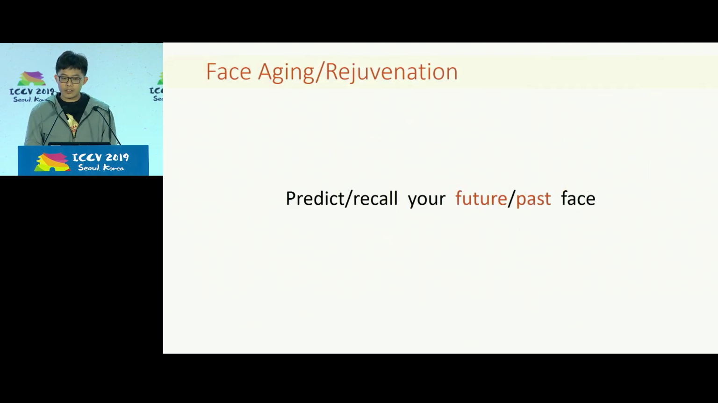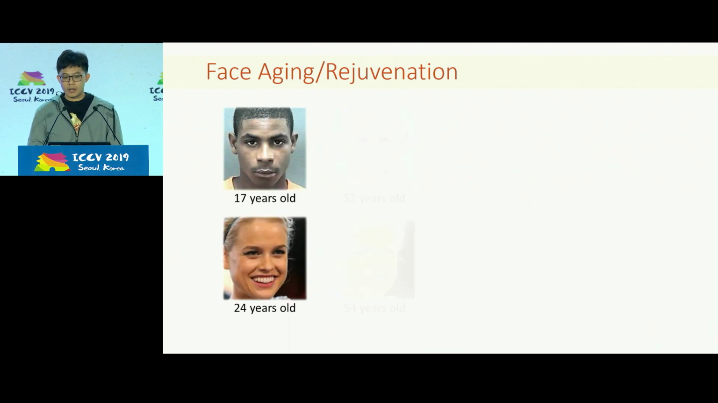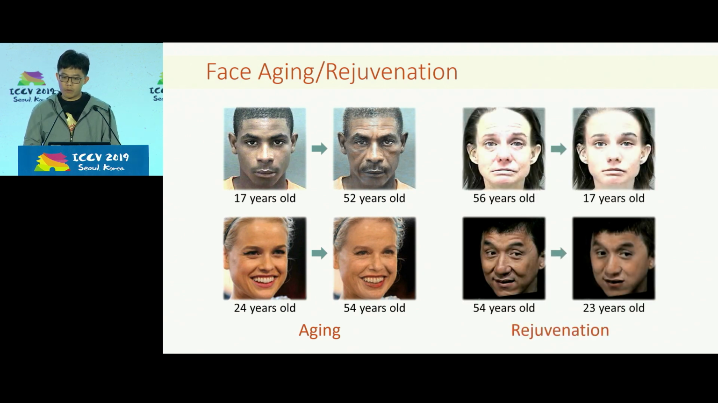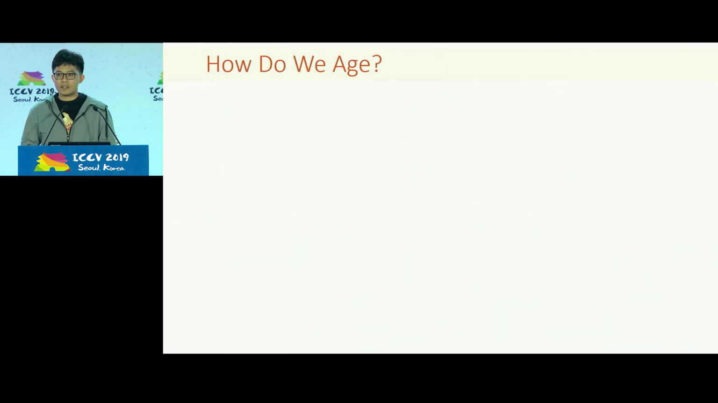At first, let's talk about the task, face aging and rejuvenation. This task aims to predict the future or recall the past of a given face. Specifically, for example, aging aims to translate a young face image to an older one. In contrast, rejuvenation aims to change an old face to a younger age. But before introducing our method, we should first discuss an essential question, that is, how does the human face age?